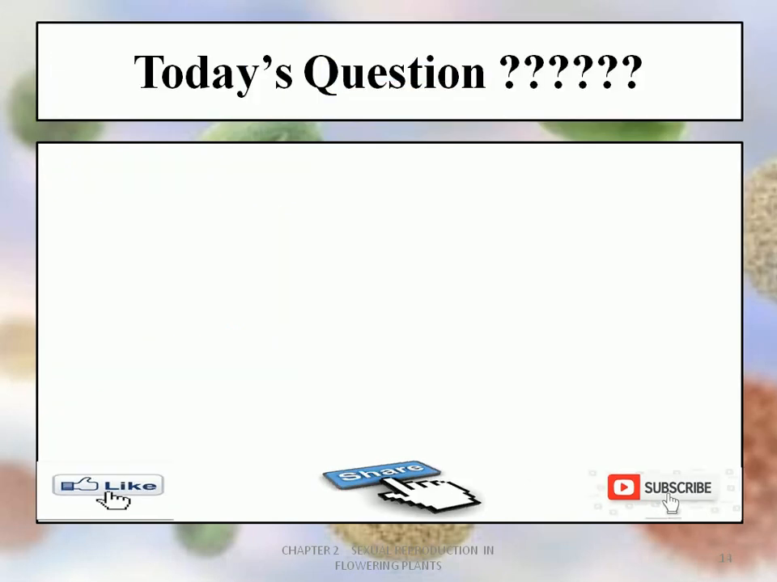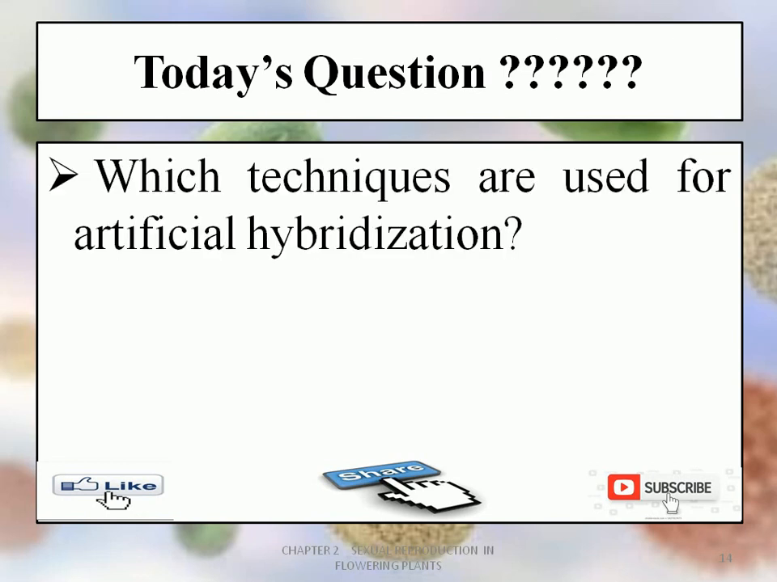So now it's a time for today's question. And the question is, which techniques are used for artificial hybridization?